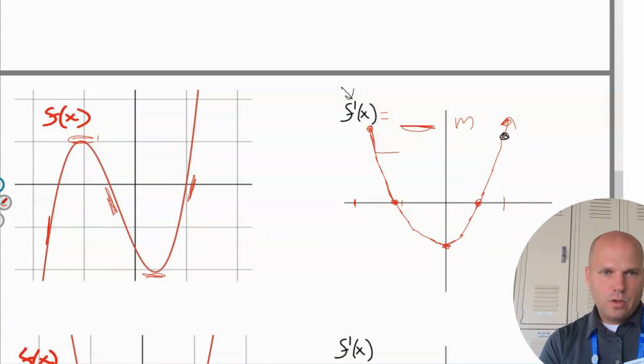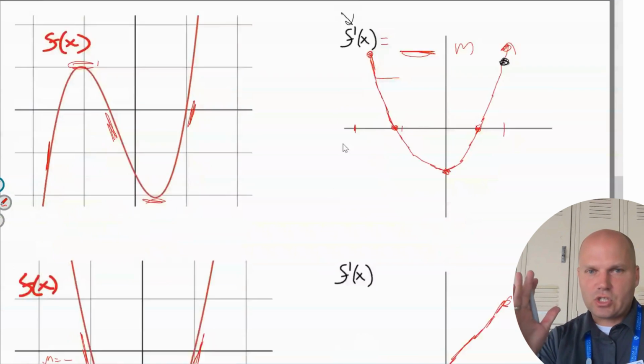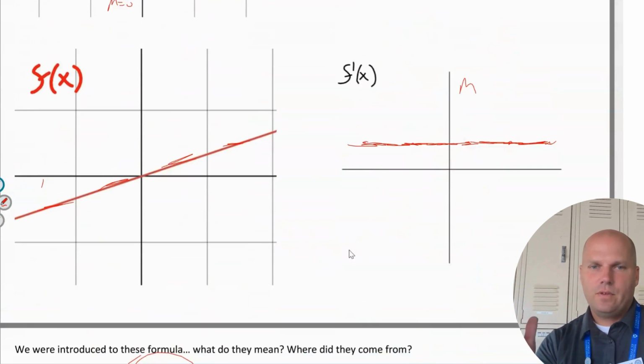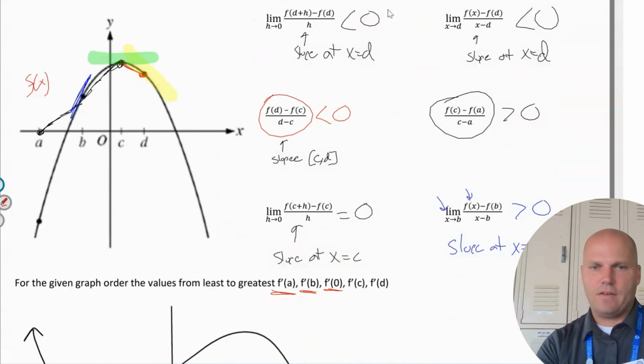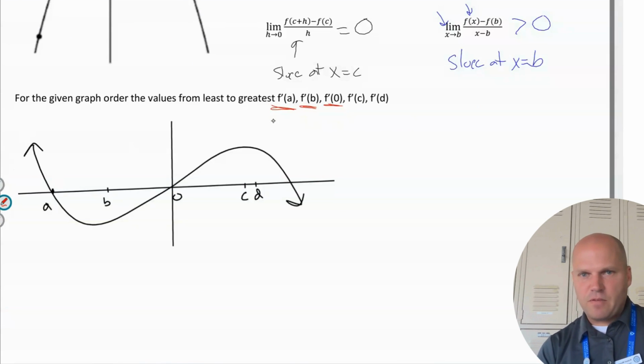The y value of an f prime graph is a slope value. This value right here tells me this slope right there. Got it? So the slope of f is an f prime value. That's just what we're deciding. So if I look at f prime of a, this means the slope of f at a.